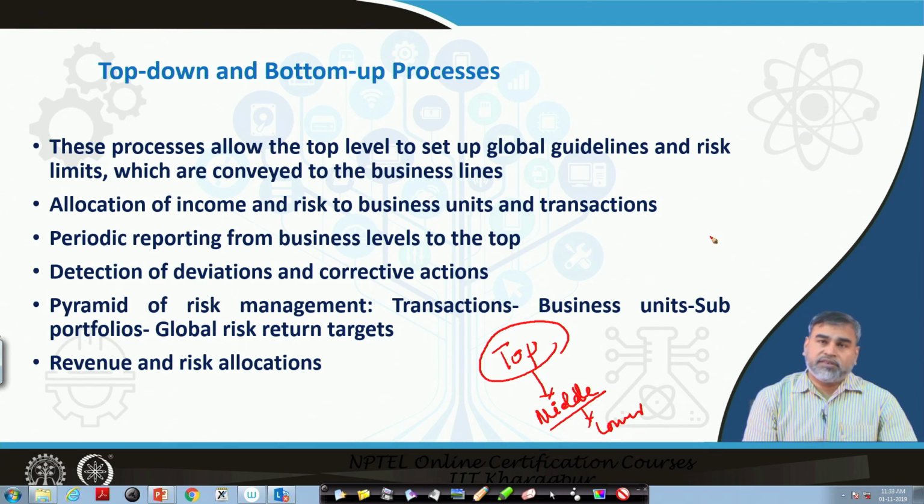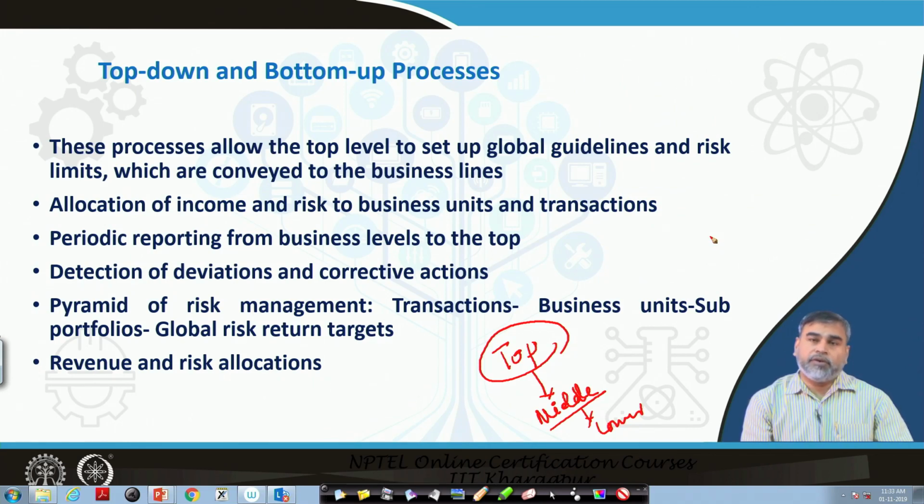So, once this hierarchy is maintained, and the top level decides how much risk a particular business line can take and how much income will be generated from that business line, then accordingly the business line works and tries to reach or exceed the target that the top level has fixed on the basis of the guidelines.